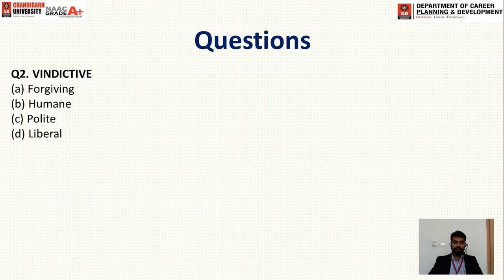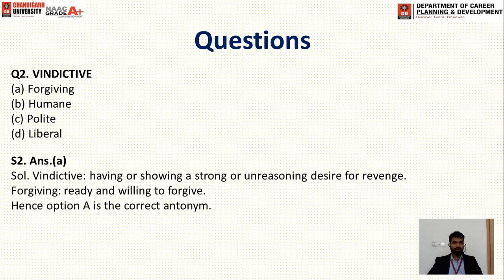Moving forward, question number 2 is vindictive. We have 4 options: forgiving, humane, polite and liberal. The word vindictive means having a strong feeling or urge to take revenge. So the correct answer is forgiving. When you take revenge, but if you try to forget that revenge, that means you have forgiven. So the correct answer is option number A, forgiving. That is the correct antonym of vindictive.